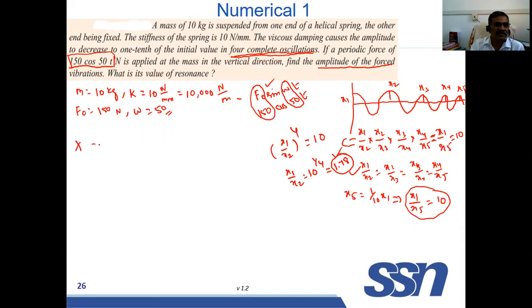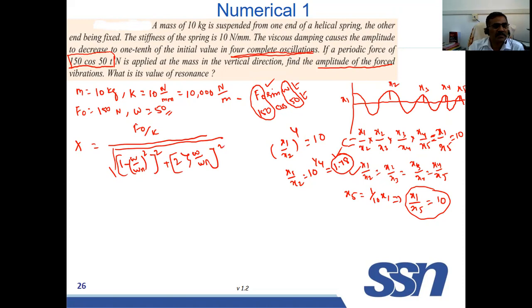X is equal to F0 by k, divided by root of (1 minus (omega by omega n) the whole square) plus (2 into psi into omega by omega n) the whole square.